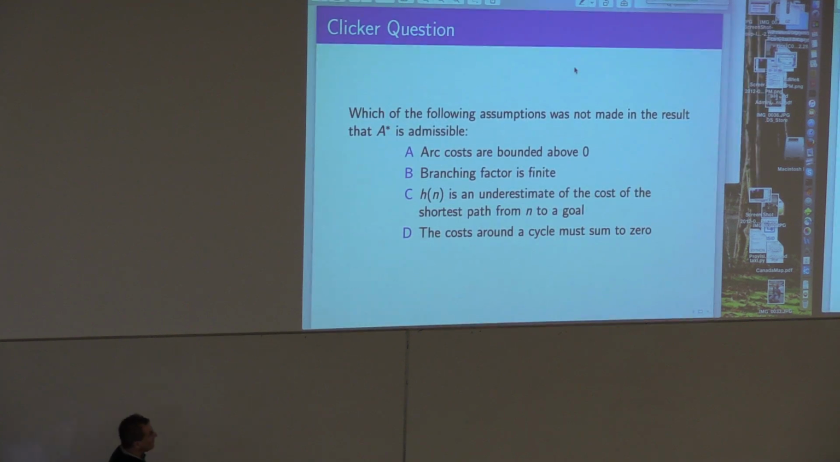One more. Which of the following assumptions was not made in the result that A star is admissible? A, arc costs are bounded above 0. B, branching factor is finite. C, h of n is an underestimate of the cost of the shortest path from n to a goal. Or D, the costs around the cycle must sum to 0. Okay, let's go.